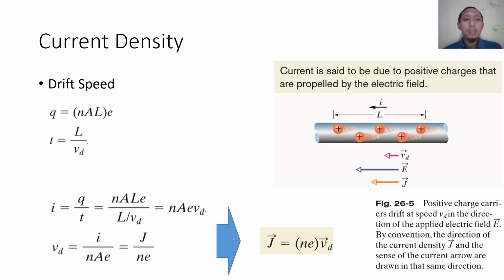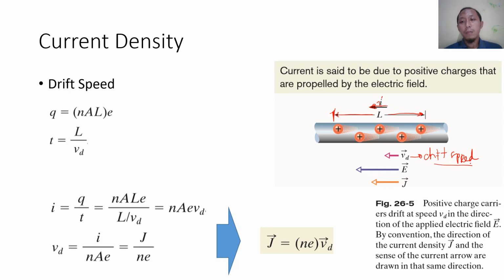And then what is the drift speed if the current is flowing in a conductor like this one? We have a conductor with a length of L, and the current flows to the left side. You can see that the positive charge moves to the left side, which means the carrier moves to another side. It means that we have the drift speed. Drift speed is the speed of the carrier, the movement of the carrier from one side to another side. This is the drift speed.